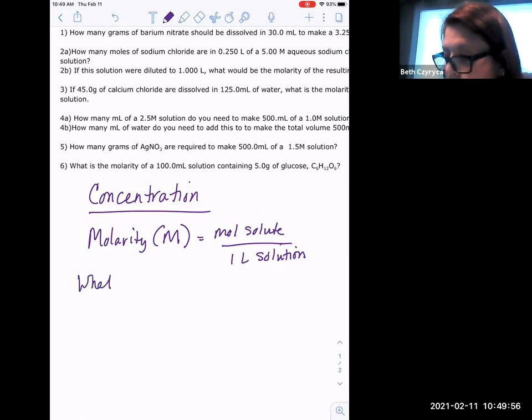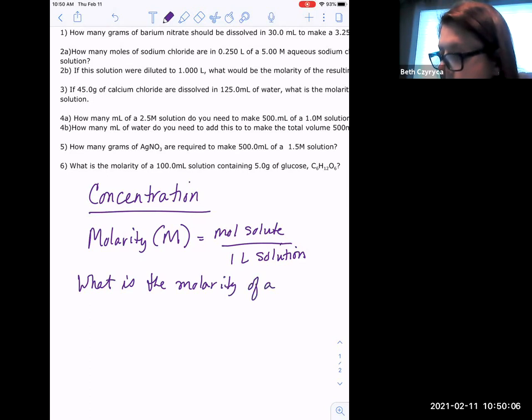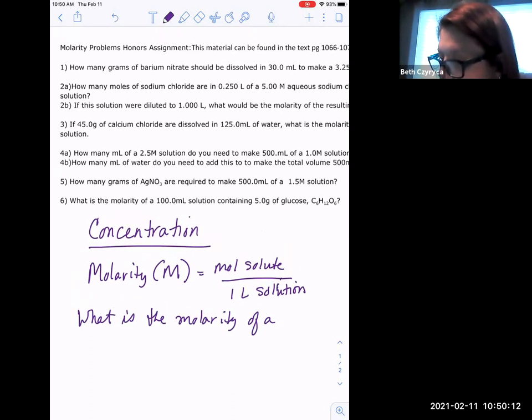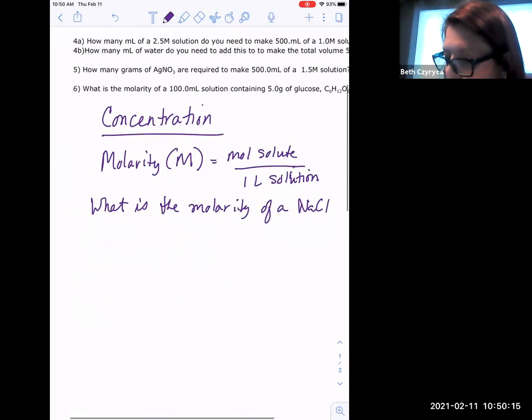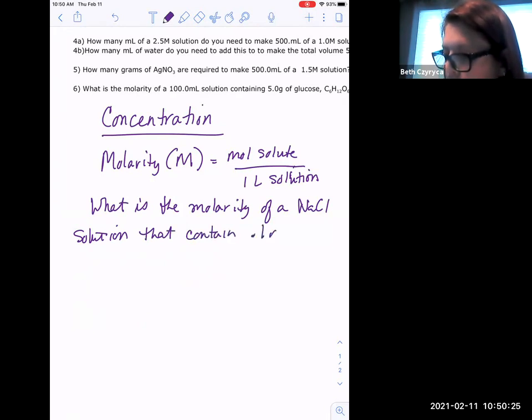Okay, so I'll give you a basic problem, because there's no basic problem on this handout either. What is the molarity of a NaCl solution that contains 0.1 moles in 750 milliliters? Make it a little tricky. You guys have a calculator out, right? Because you have a quiz.